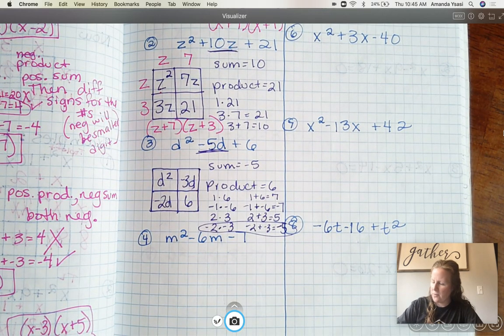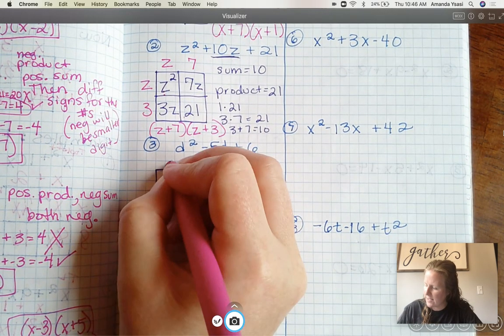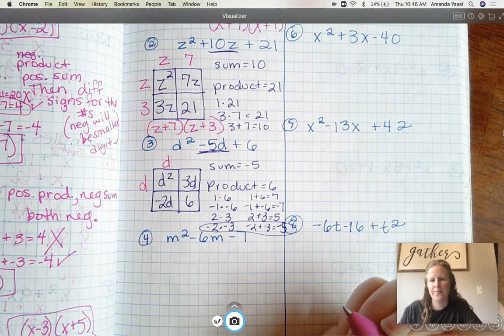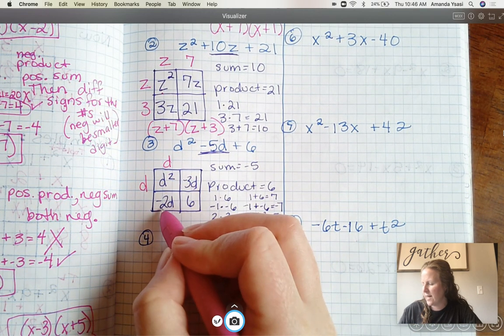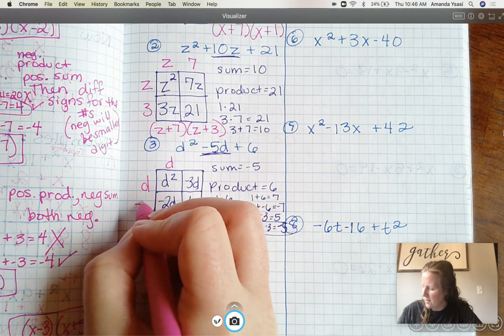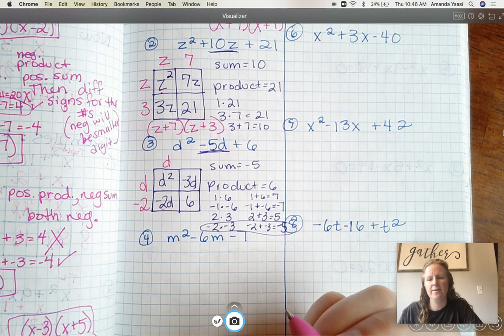Okay, so now the only way to get d squared is d times d. d times negative 2 gets us negative 2d.